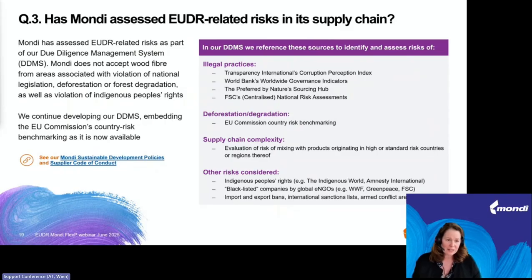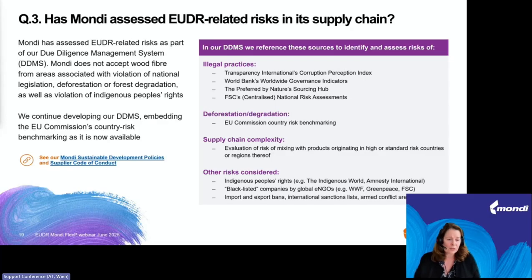The next question we've received is whether we've assessed and looked at EUDR related risks in our supply chain. And the answer to this is a very clear yes. We have assessed those risks as part of our due diligence management system, called our DDMS, that's been around for a very long time, quite mature. And here we have very clearly defined that we do not accept wood from areas associated with violation of national legislation, deforestation, forest degradation, or violation of indigenous peoples' rights.